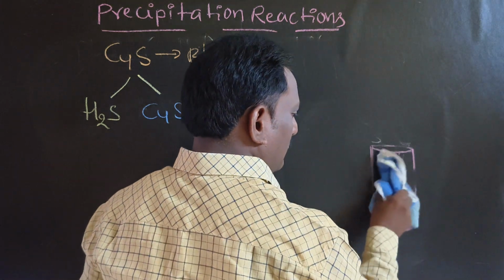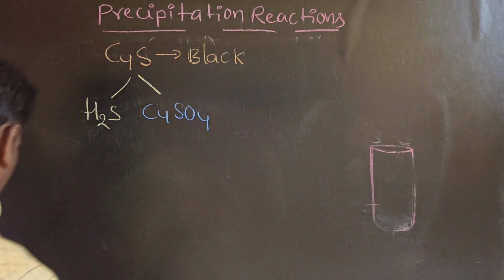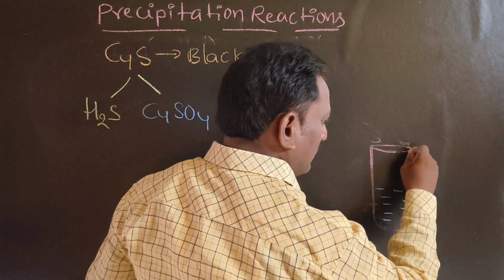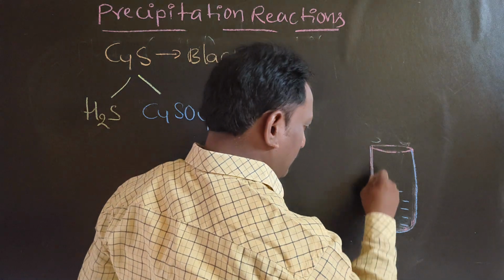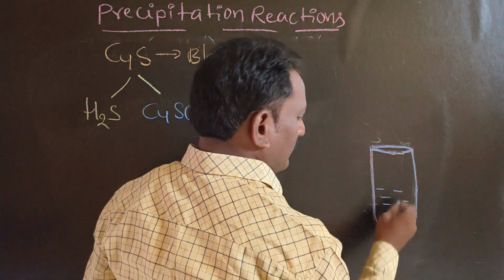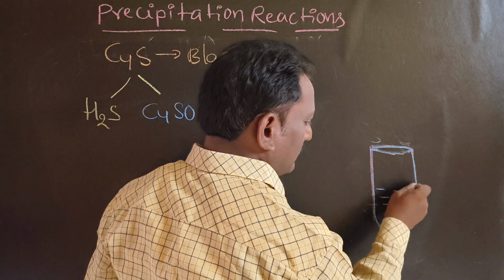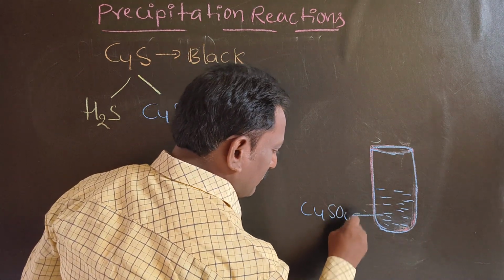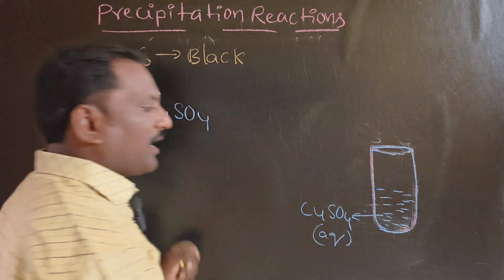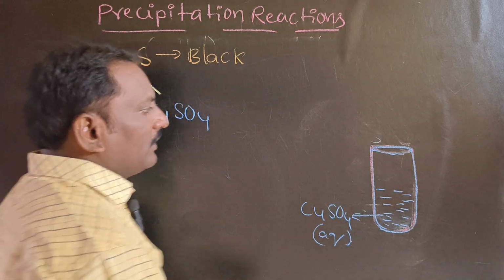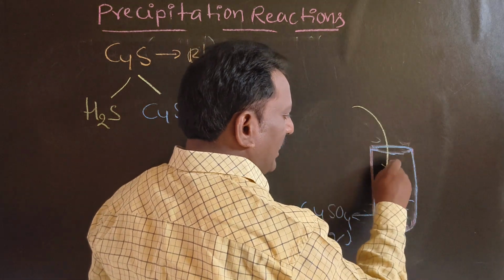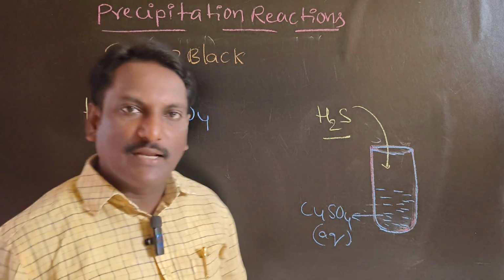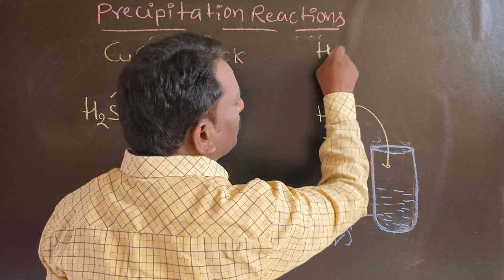Right. So let us take a few ml of copper sulfate in the test tube as shown in the figure. This is a copper sulfate solution. We should take it in the form of aqueous solution. Now, let us pass hydrogen sulfide gas, H2S gas. Please write down the name, hydrogen sulfide.